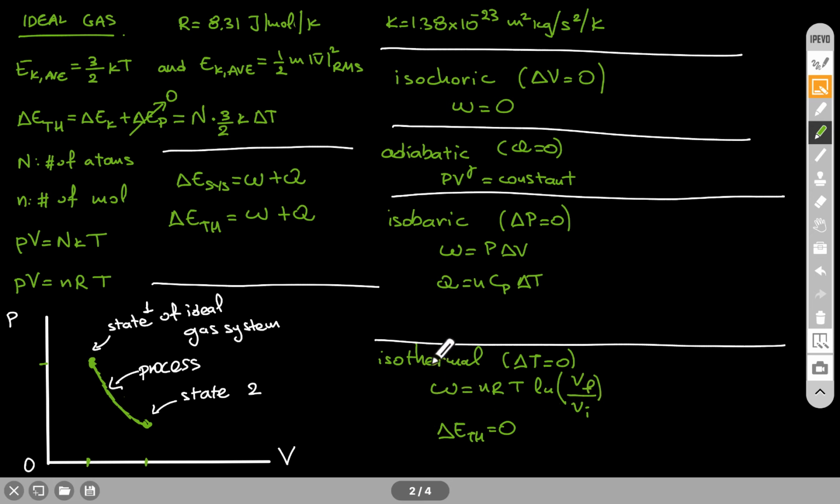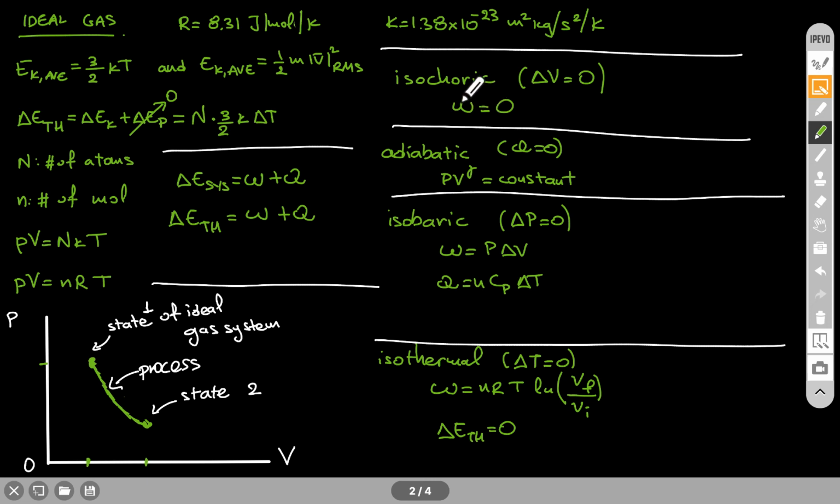And because this process has the same temperature, if you go here and you plug in delta T of 0, you will find that the change in the thermal energy of the ideal gas is 0. This is true for isothermal processes. Now, there is one more thing that I want to mention that is valid all the time for all of these, not just one.